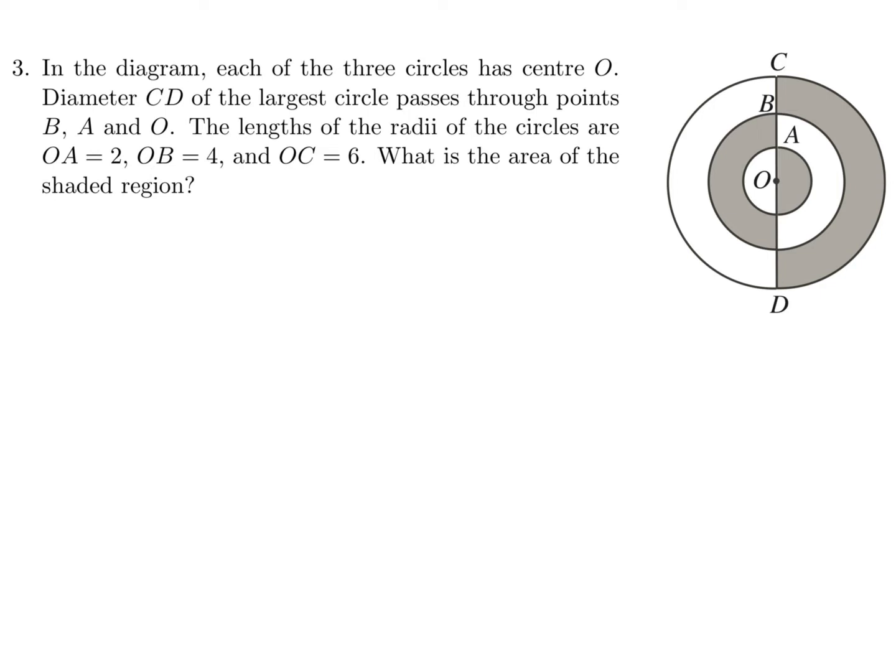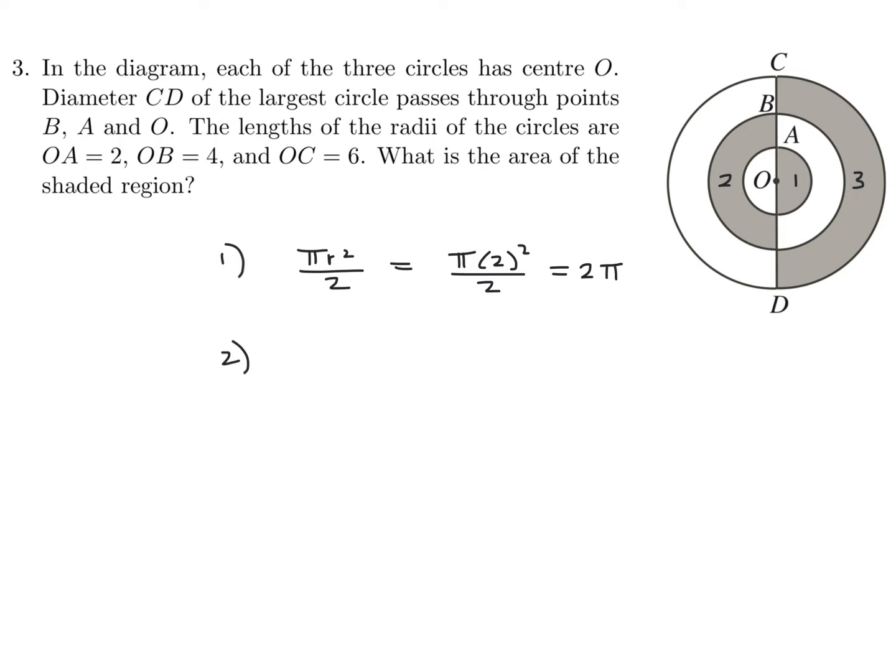Well, the areas we can just call 1, 2, and 3. 1 is just the semicircle, so pi r squared divided by 2. And r in that case is OA, which is 2. So this is pi times 2 squared over 2, and that is just 2 pi.